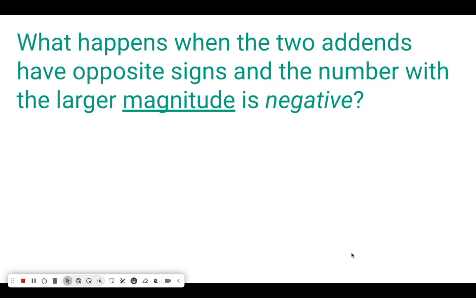What happens when two addends have opposite signs and the number with the larger magnitude is negative? Go ahead and talk about that. Pause the video if you need to.